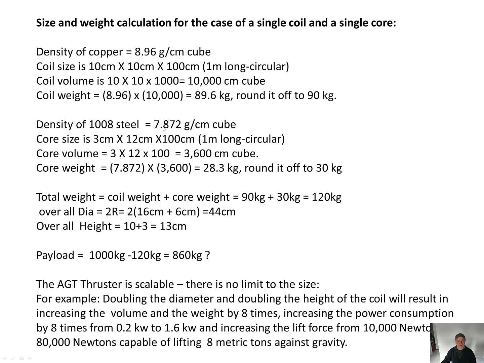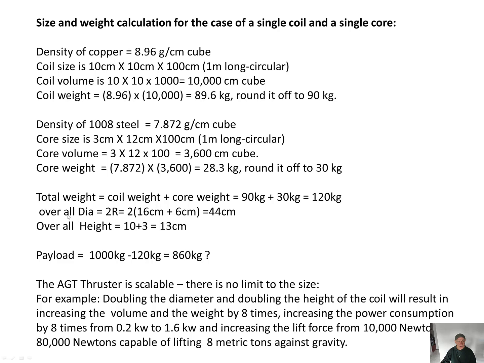Density of steel is 7.87 grams per cubic centimeter. Core size is 3 centimeters by 12 centimeters, because the core is very small, times 100 centimeters, which is 1 meter long, circular. Core volume is 3,600 cubic centimeters. The core weight is the density times the volume of the core, which comes up to 28.3 kilograms. So we round it off to 30 kilograms. So the total weight is the weight of the coil plus the core weight, which is 120 kilograms.